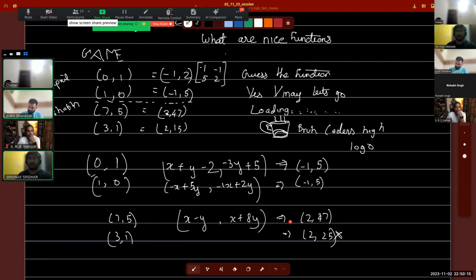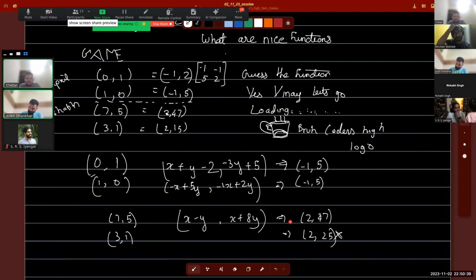So let's think of a function that fulfills both the conditions together. What can be such a function that fulfills both the conditions? What can be that one or possibly many functions? So we need 2 in the first case when we input 7 and 5, right? And 47 when we input 7 and 5 again.